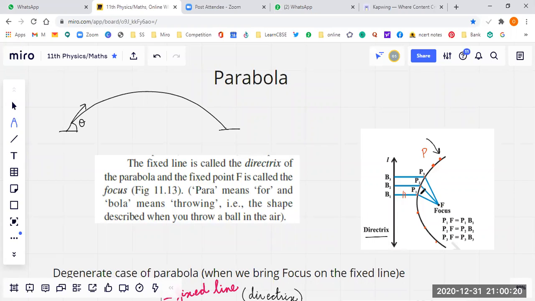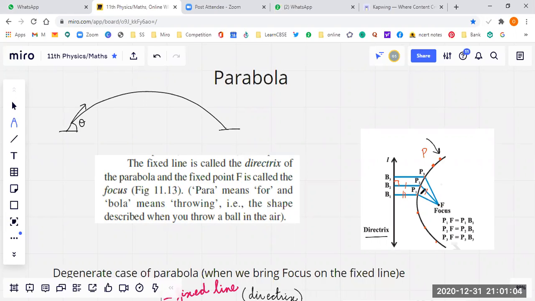When this generating point occupies every position on this parabola, when it moves to P2, P2F is the distance of the generating point from the focus, and P2B2 is the distance of the generating point from the directrix, the vertical line. We know, students, the distance of a point from a straight line is always the shortest distance, and this perpendicular P2B2 is the shortest distance. Both these are also equal. Similarly, P3F is equal to P3B3. This is how this point moves.